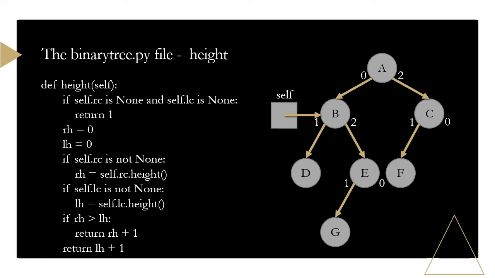B has both values now. The higher value plus 1 is returned to A. This value is placed in the LH of A. A has both values now. The higher value plus 1 is returned to the user. The height of the tree is 4.